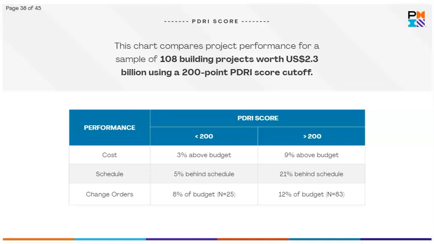The analysis of these projects showed a strong correlation between low PDRI scores, less than 200, and high project success relating to cost and schedule. It is therefore important to leverage this tool to identify gaps and optimize scope coverage.